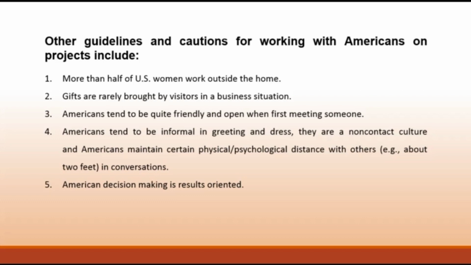Second, in the United States, gifts are rarely brought by visitors in a business situation. And third, Americans tend to be quite friendly and open when first meeting someone. Foreigners often mistake the strong "come on" for the beginning of a strong reciprocal friendship. Fourth, in comparison to the rest of the world, Americans tend to be informal in greetings and dress. They are a non-contact culture. They usually avoid embracing in public, and Americans maintain a certain physical or psychological distance with others, about 2 feet in conversations. And fifth, American decision-making is results-oriented. Decisions tend to be based on facts and expected outcomes, not social impact.